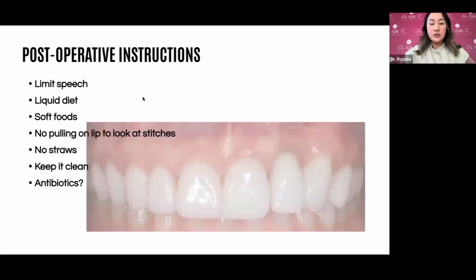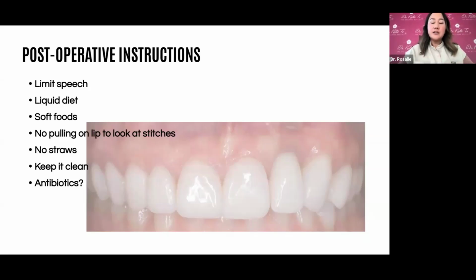Post-op instructions that I give my patients: limit speech. Not completely cut it out, but if you don't have to tell a story, then just text it. We're texting all the time nowadays anyways. Liquid diet. Yes, after the first day, whenever you come home, maybe a smoothie, no straws. Drink from the cup, pour it in your mouth if possible. Bone broth is great. We give all of our patients a little bag of bone broth in their goodie bag to take home so that they have that. It's got a lot of nutrition in it.